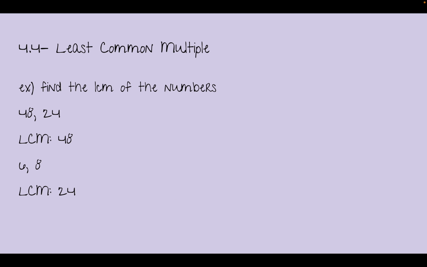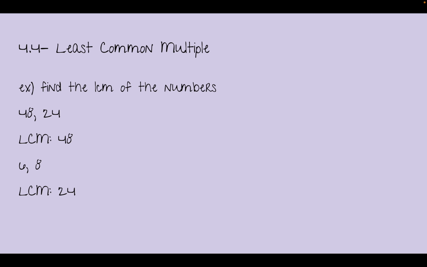Next, moving on to some example problems. First, find the LCM of the numbers. First, 48 and 24. The least common multiple is 48 because 48 is obviously 48 itself, and 24 times 2 gives 48, which is the smallest number that is common from the multiples of the two numbers.